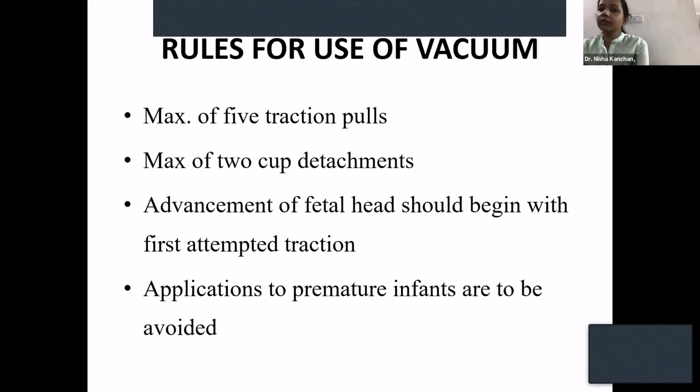And advancement of the fetal head. With your first pull itself, you should feel the skull descending down. There is something called negative traction, where the skull does not come down, but just the scalp is coming down. You're just pulling on the baby's scalp, so it's not really helping. It's called negative traction. When that is happening, give up. Do not apply for premature infants. So with your first attempt itself, you should feel that the skull has descended a little bit. If that is not happening, don't continue to use the vacuum. Next slide.